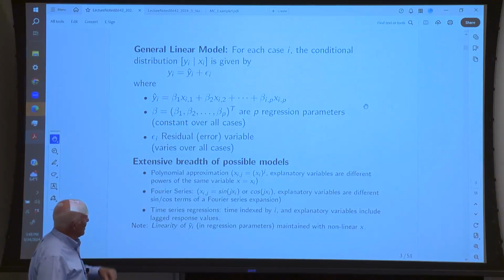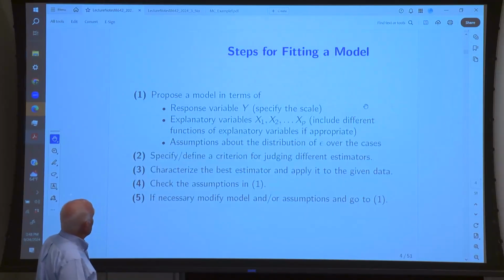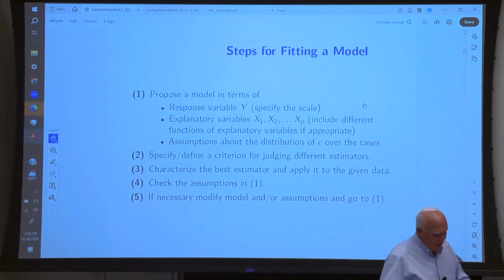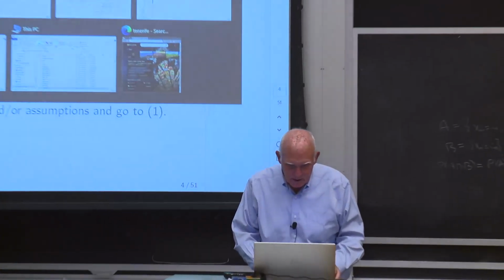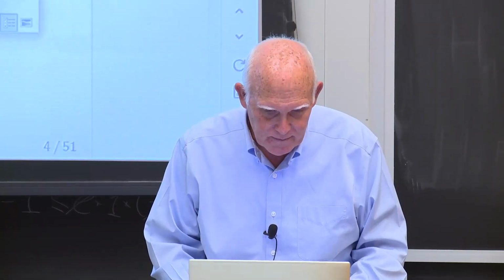And that linearity dependence on the parameters allows us to specify the parameters. Now, let me just go to another example here. Let's see here.